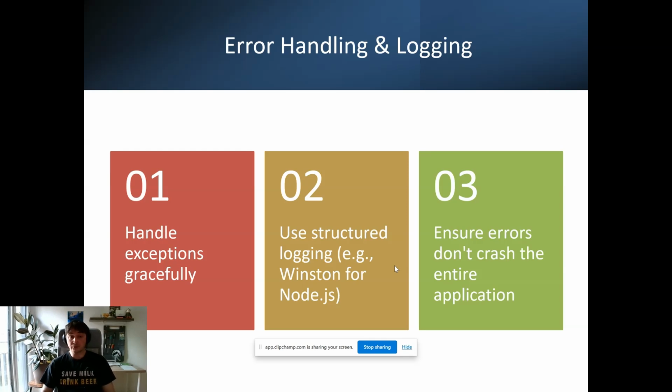Next thing that I wanted to say about good practices is that you need to handle your errors correctly so the application doesn't crash.